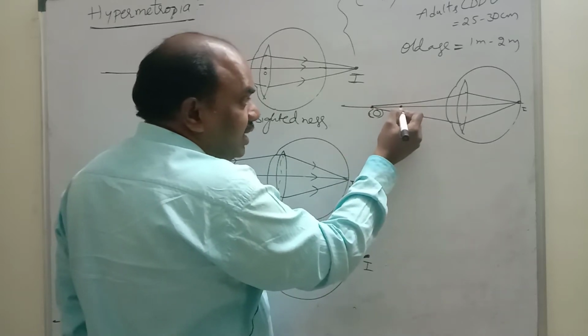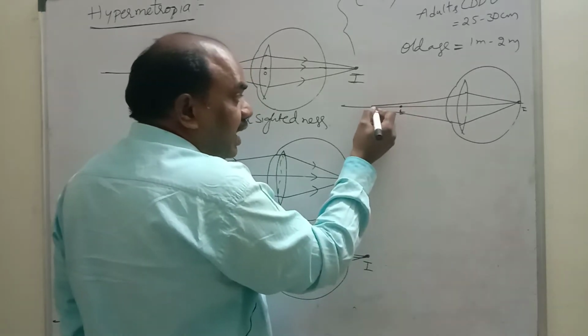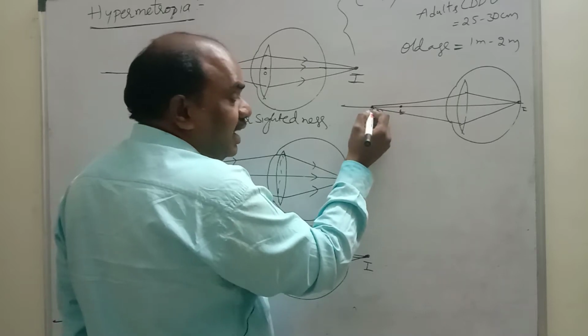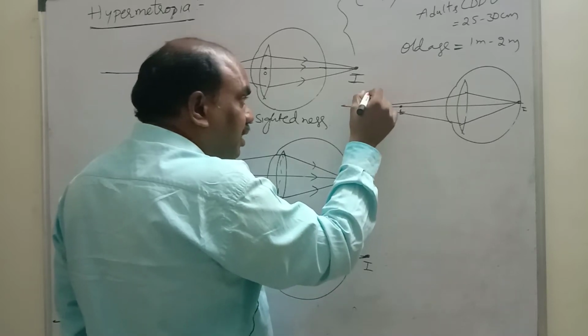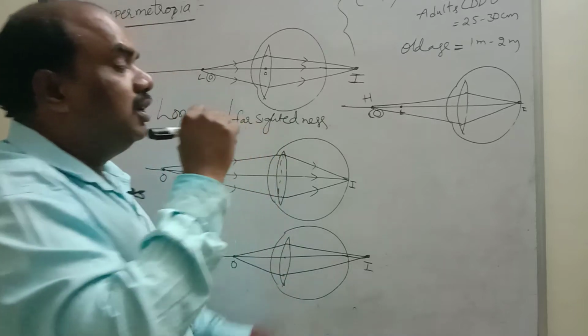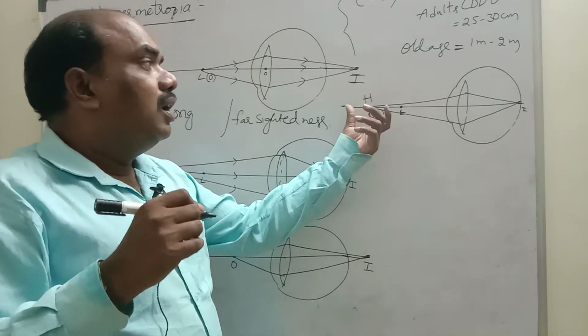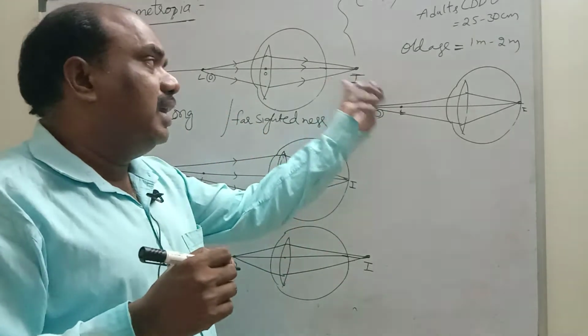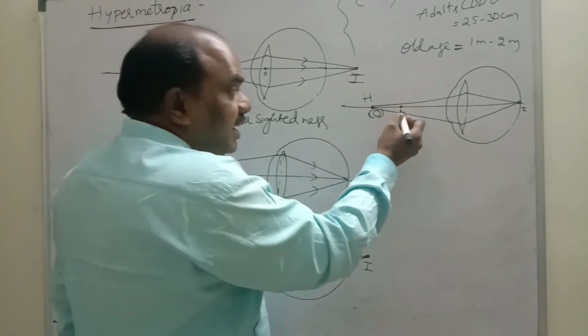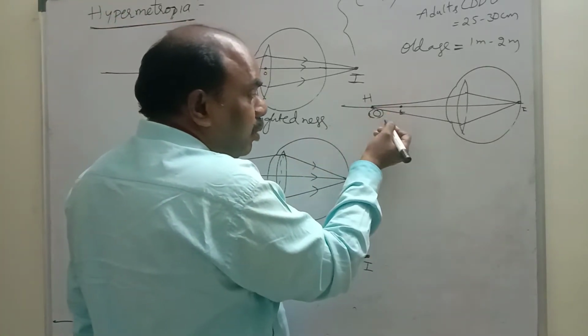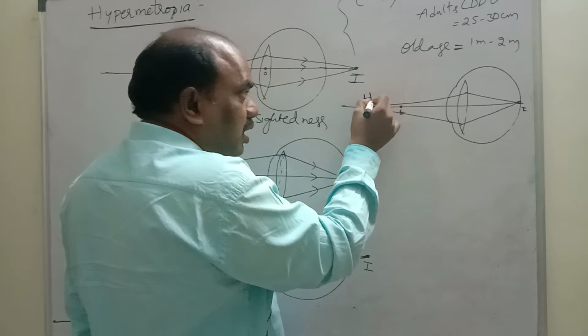For adults, the least distance of distinct vision (LDDV) is L, the minimum distance. For a hypermetropia patient, this L is called the far point. The hypermetropia point is denoted by H. Adults' LDDV is L, whereas the hypermetropia least distance of distinct vision is denoted by H.